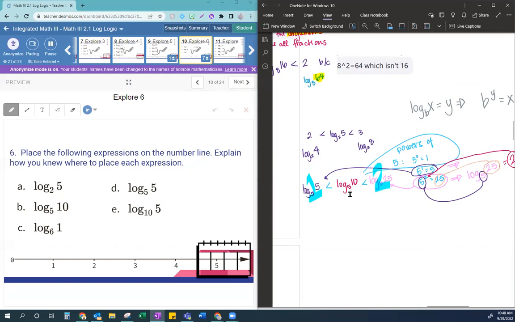So I'm saying that log base 5 of 10 lives somewhere between 1 and 2, also known as log base 5 of 5 and log base 5 of 25. One of the things that I want you to think is, when I was a kid, I used to think numbers were stuck at being numbers. Well, kind of, but I can rewrite a number in many different ways.